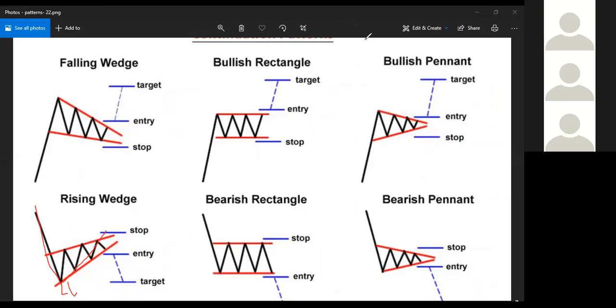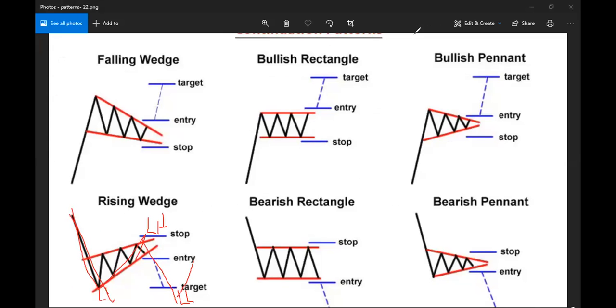The market in a downtrend, how does it move? Lower low and what? Awesome. Lower high. It gives us a lower low and it retraces to give us a what? A lower high. Retraces to give us another what? Lower low. Retraces to give us a what? A lower high.